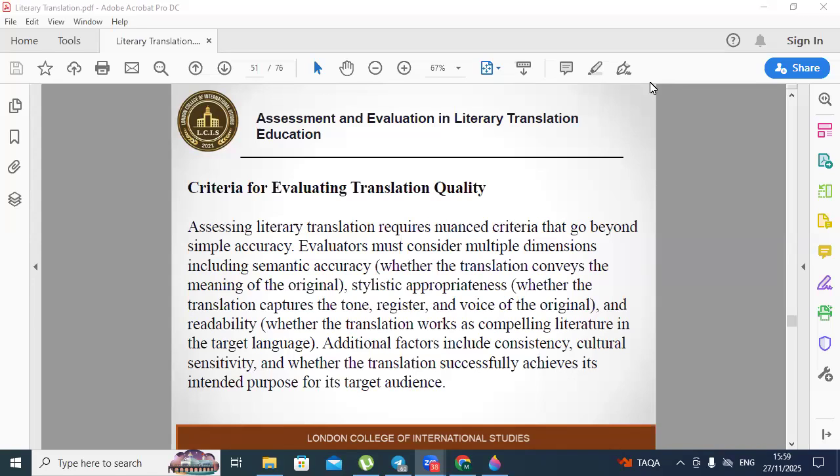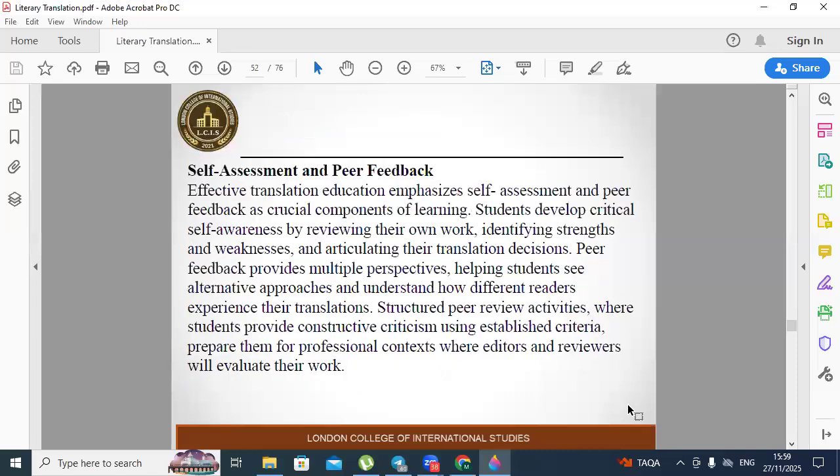Different audiences require different approaches. Now let's move to the second slide, talking about self-assessment and peer feedback.